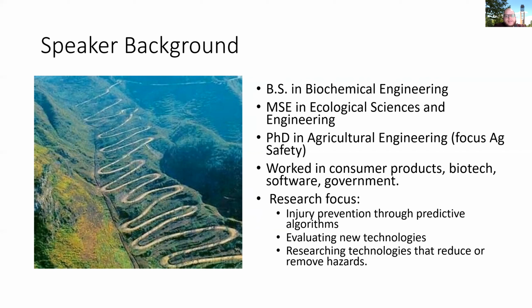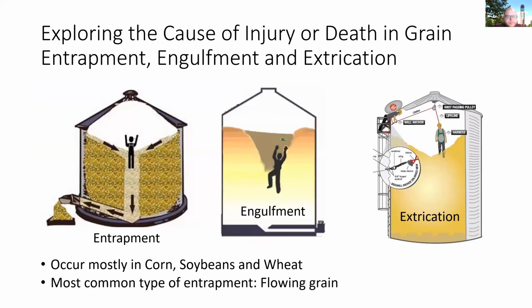Basically, the idea is predicting locations that are more likely to experience injuries, evaluating new technologies for safety before they get launched into the agricultural space, and then lastly, researching technologies that reduce or remove existing hazards from agriculture.